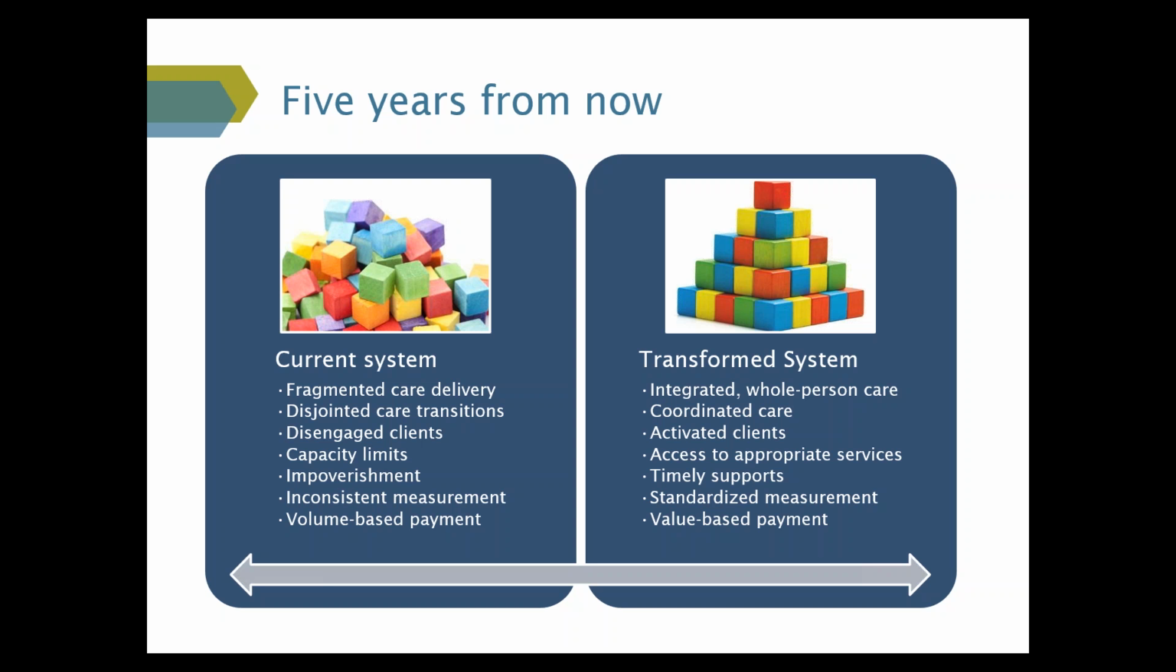Coordinated care, making sure that all of the components of the system are working well together. Activated clients, really engaging with our Medicaid members to make sure that they're pursuing activities and relationships that best support their own health. Access to appropriate services, timely supports for those services, standardized measurement, which is a key factor, especially in Initiative 1 of the demonstration, to make sure that we're evaluating progress uniformly and appropriately across the demonstration. And finally, and importantly, a focus on value-based payment to make sure that we're obtaining the best value for the dollars that we're investing. So really, this slide represents why we're doing all of this.